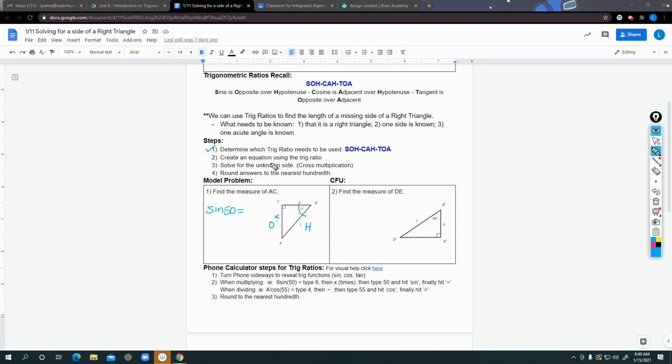And now we want to set up our equation using that trig ratio. So the equation is opposite over hypotenuse, so x over 6. Now this is the hard part that's done. Once this is done, all you have to do is solve.